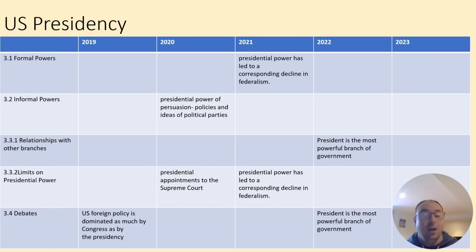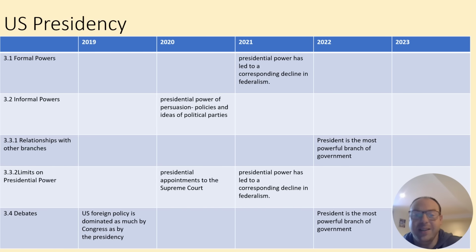The presidency, they like the presidency, though they didn't ask about it last year. It's been in every other year, it's been in there a lot. So in 2019, we had a question about whether US foreign policy is dominated as much by Congress as by the presidency. Generally, normally, the way we would teach it is that the president dominates foreign policy, but Congress has important powers when it comes to power of the purse, power of declaring war, things like that, and oversight in terms of committees.